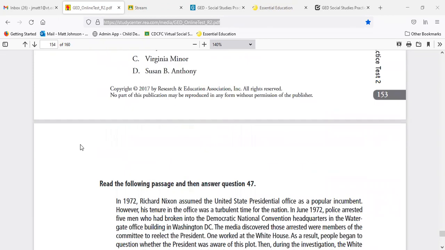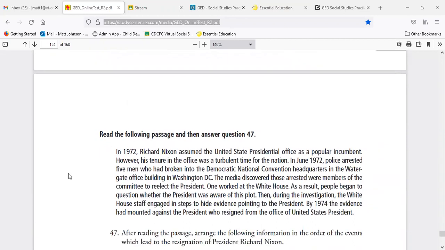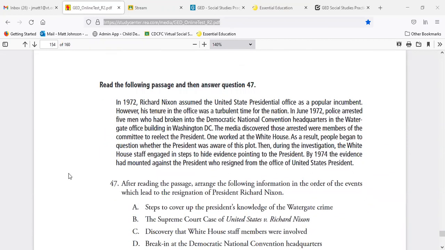47. Okay, so we got a little downstairs. Let's see what we got here. So in 1972, okay, this is something we talked about. Richard Nixon assumed the United States presidential office as a popular incumbent. Incumbent means he was the sitting president, right? So he's reelected. However, his tenure in the office was a turbulent time for the nation.